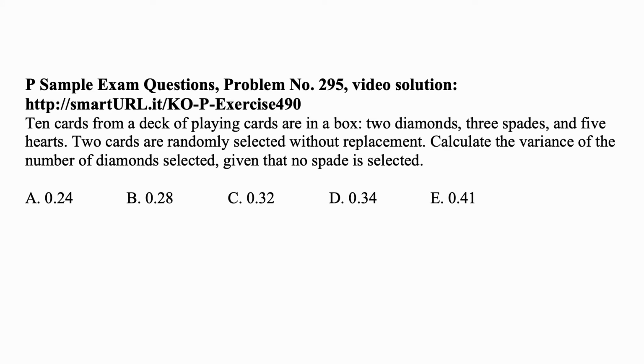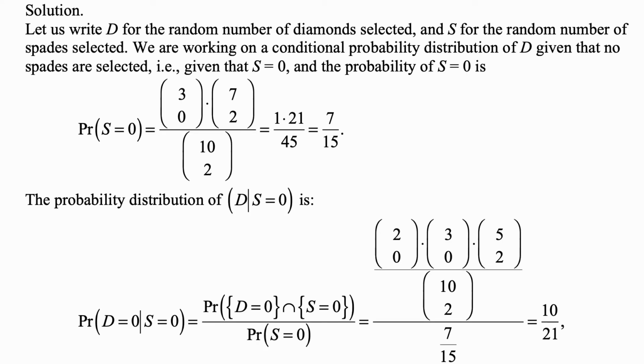Here's a problem for today for exam P on probability. 10 cards from a deck of playing cards are in a box: 2 diamonds, 3 spades, and 5 hearts. 2 cards are randomly selected without replacement. Calculate the variance of the number of diamonds selected given that no spade is selected.